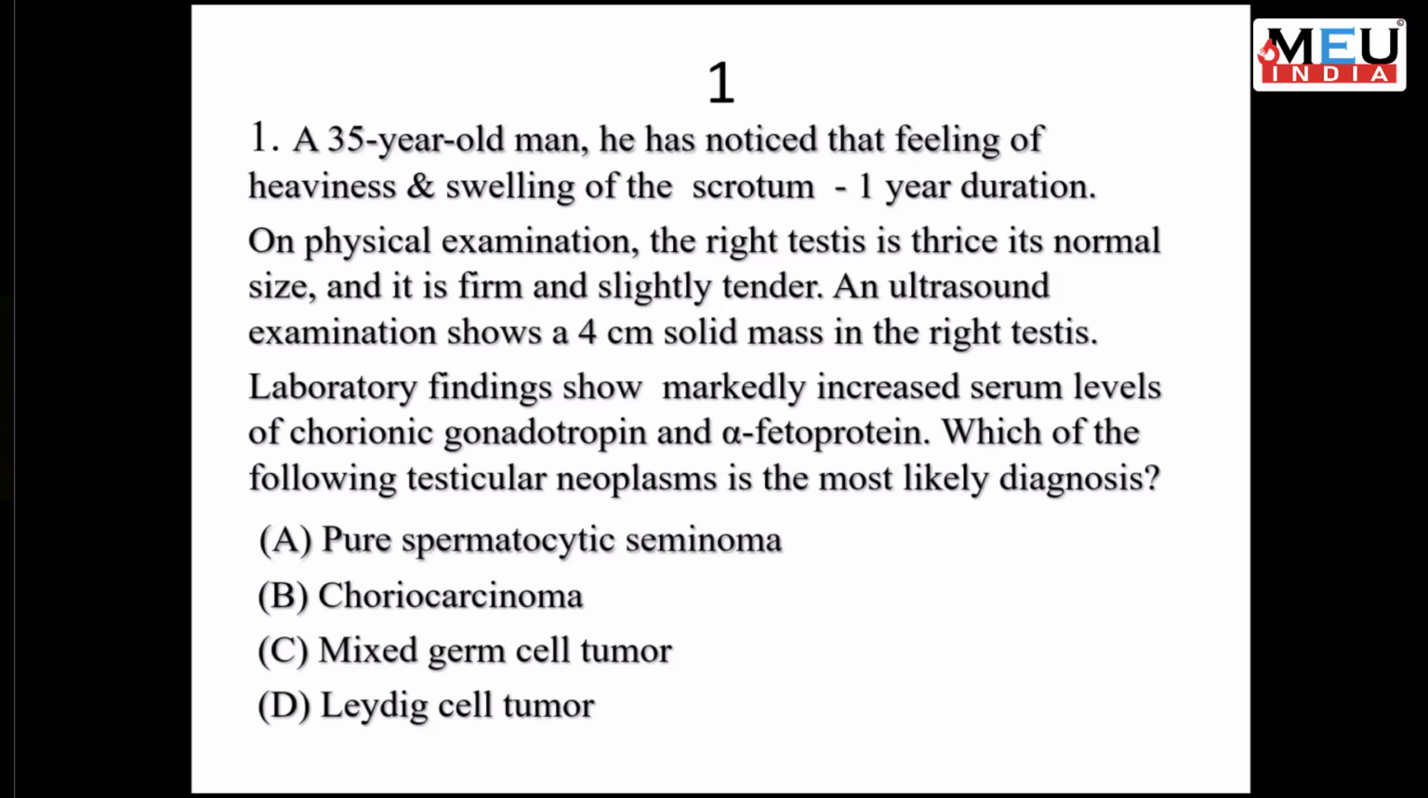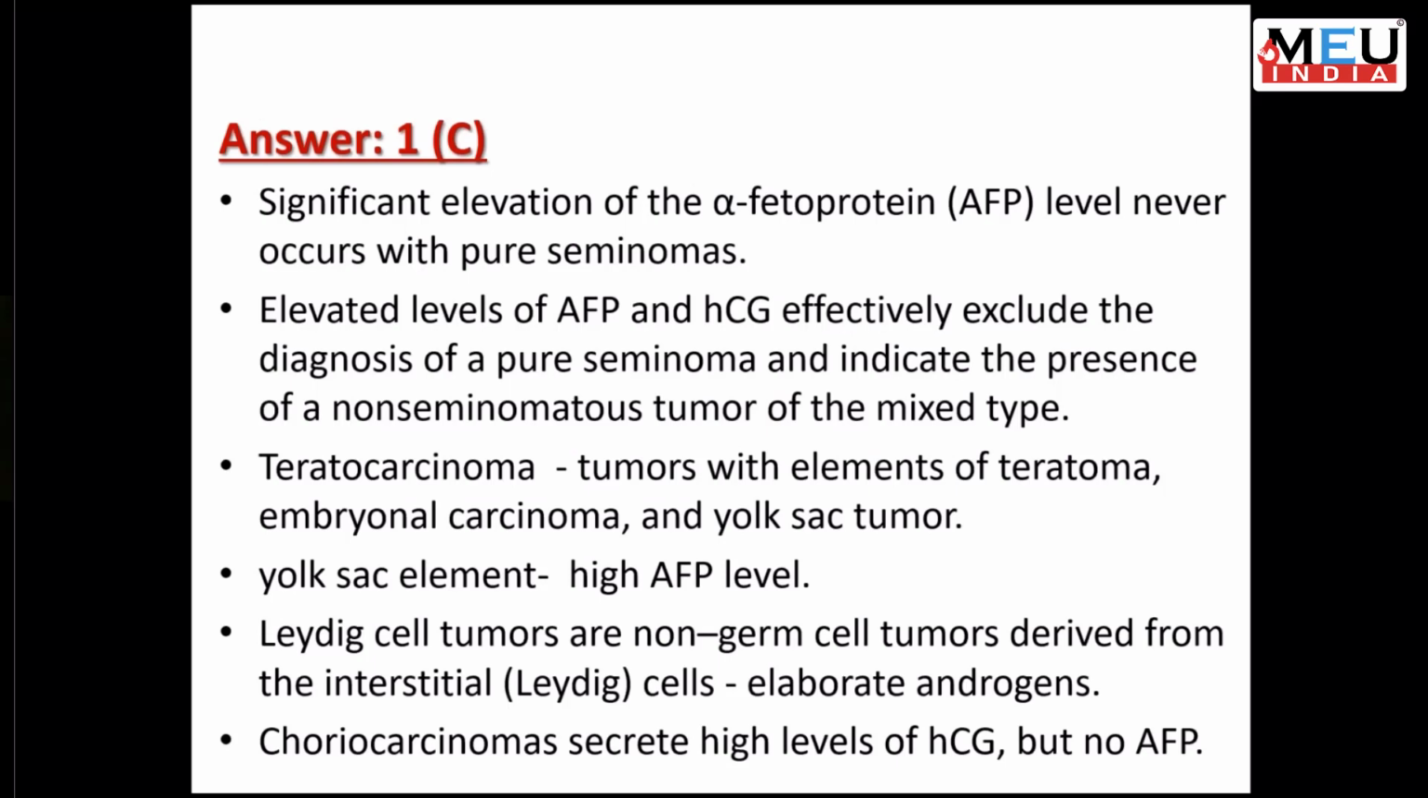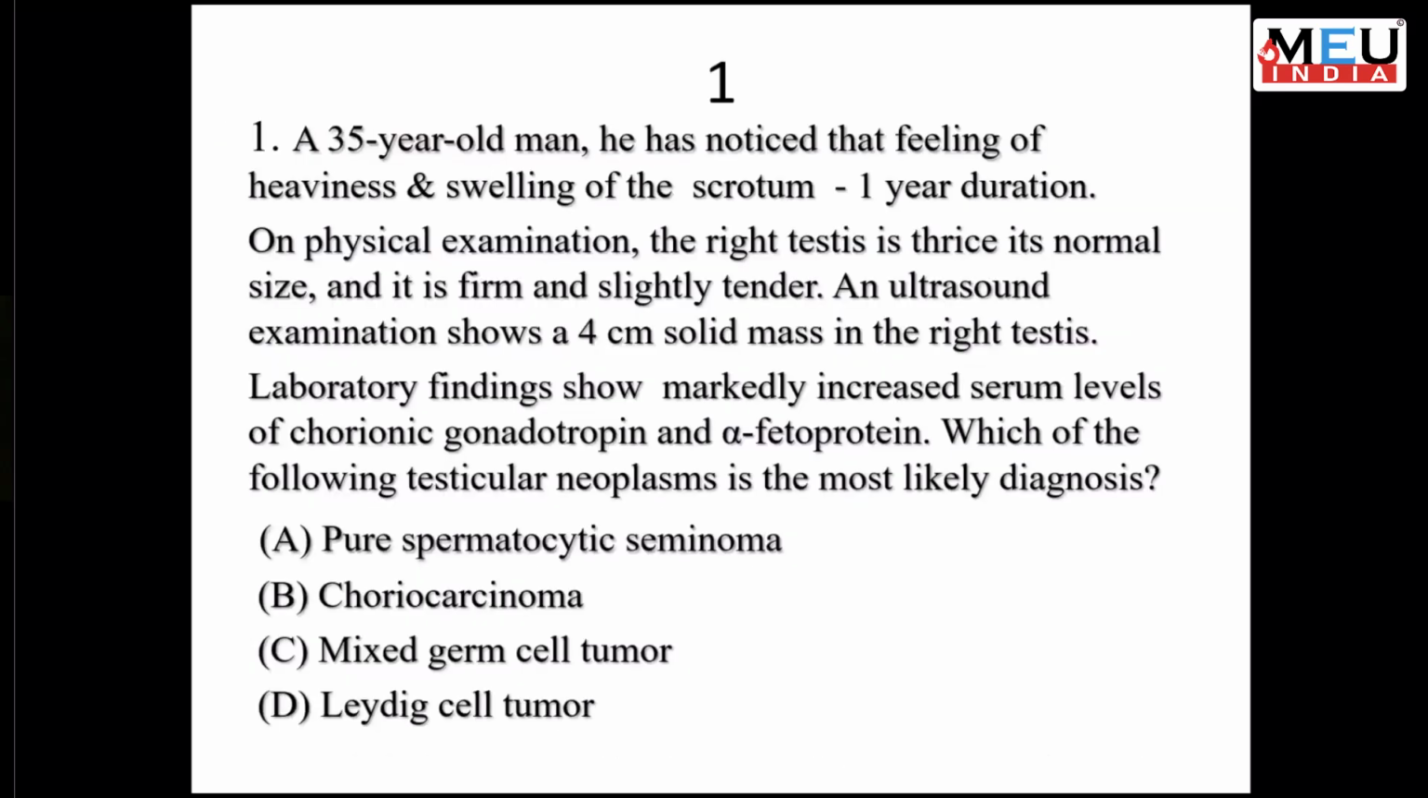So I have given options A, B, C, D. From that, they have to read the clinical scenario, the age group, the duration, the clinical presentation, the tumor size, then the lab findings, and they should correlate. Then they will come to the diagnosis. So here the answer is mixed germ cell tumor because of the hormone levels, both are elevated here.